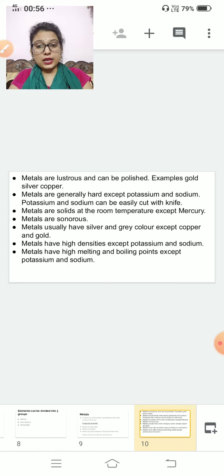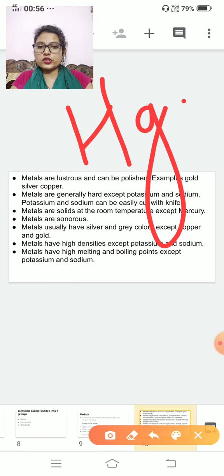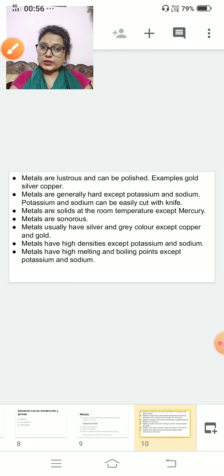It is K. Metals are solid at room temperature except mercury. What is the symbol of mercury? It is Hg. It is capital H and small g. Clear? Now, metals are sonorous. Metals usually have silver and gray color except copper and gold.